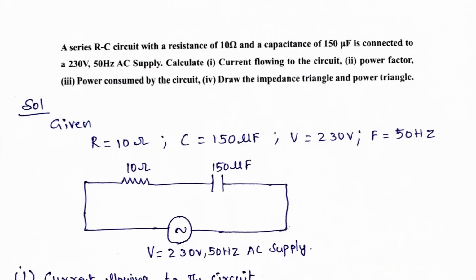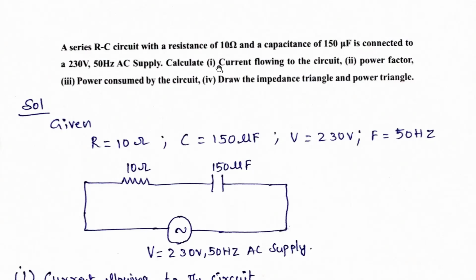Today, we are going to solve a simple circuit in a RC series circuit. So, it consists of resistance as well as a capacitance connected to single phase AC supply. Take down this problem. A series RC circuit with a resistance of 10 ohms and a capacitance of 150 microfarad is connected to a 230 volts 50 hertz AC supply.